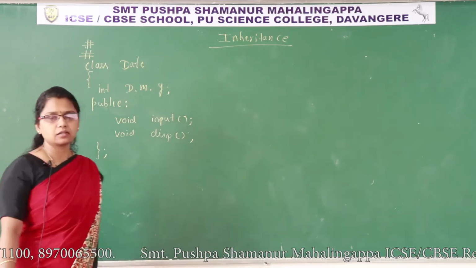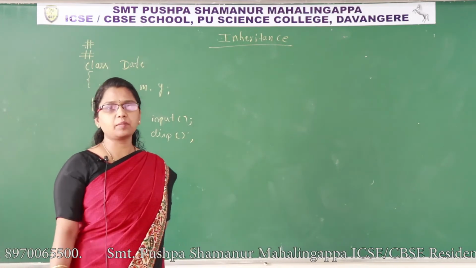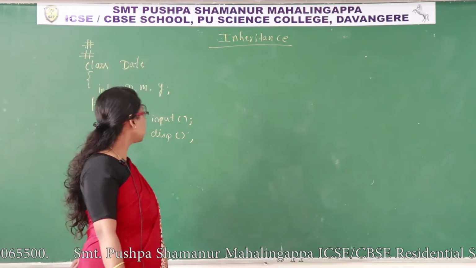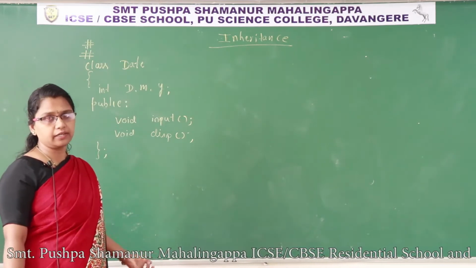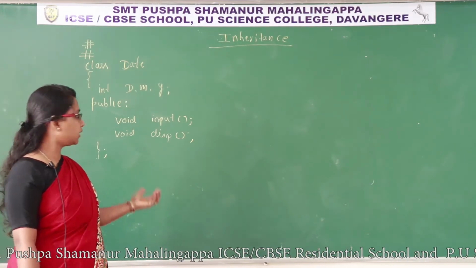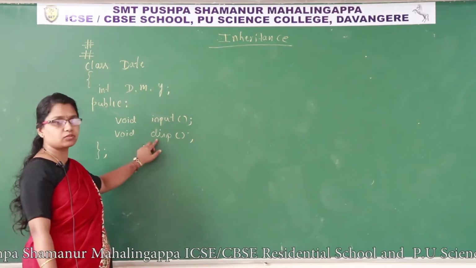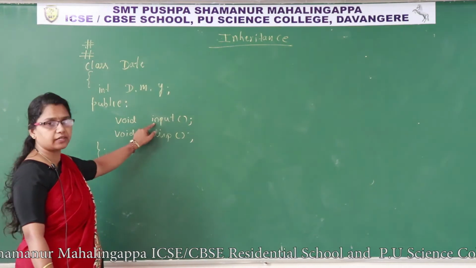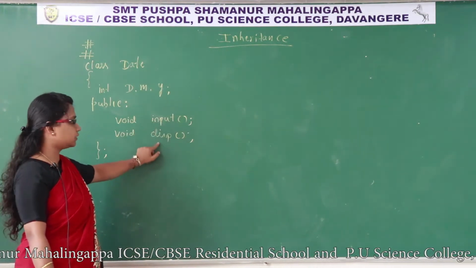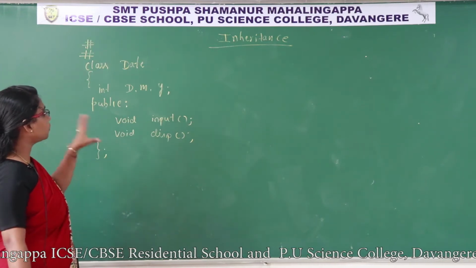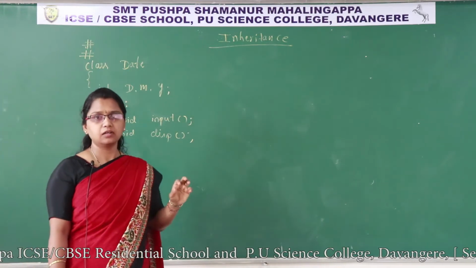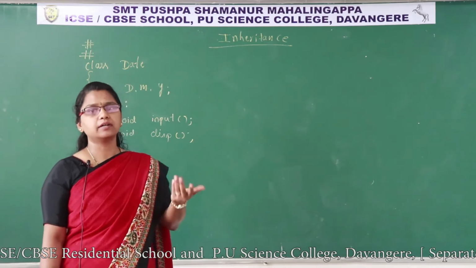There is a class, and this class has 3 data members: day, month, year. This is a class date, so it takes a date. We can input a date and we can display a date from these two functions. This function gets the data from the keyboard, and this is for displaying the data. So this class is meant only to access a date, either to read or display.